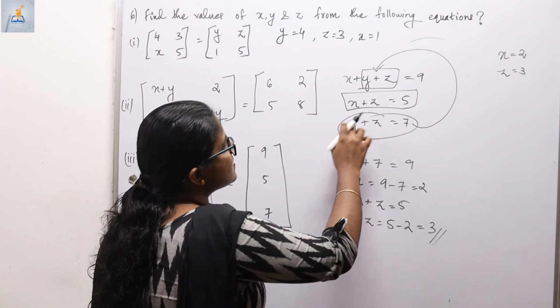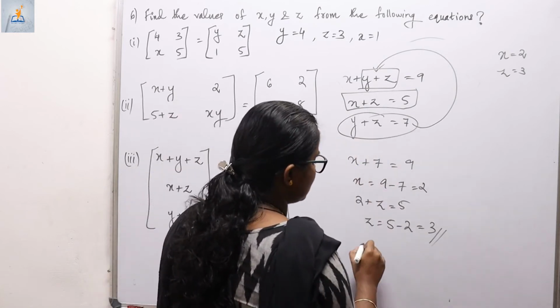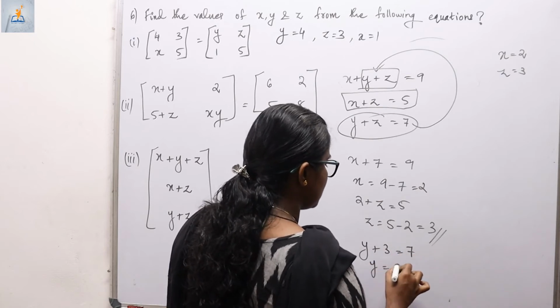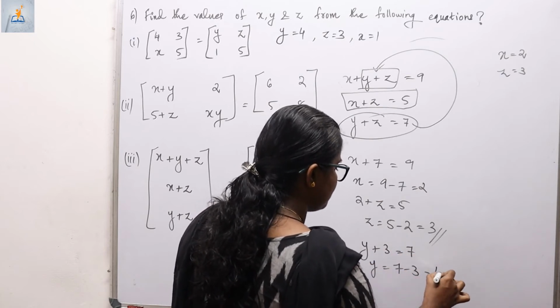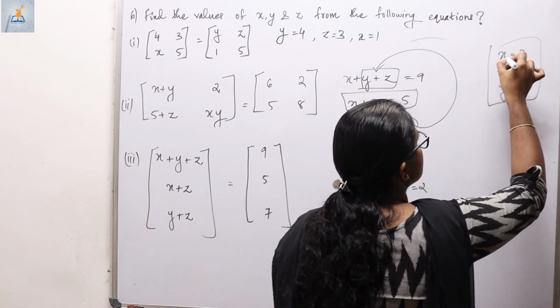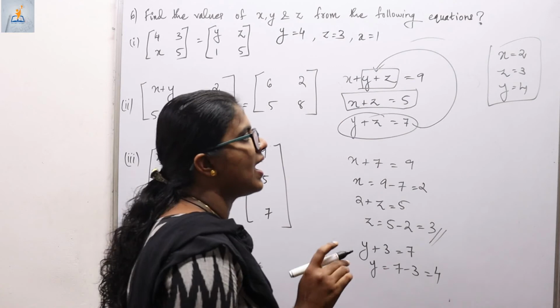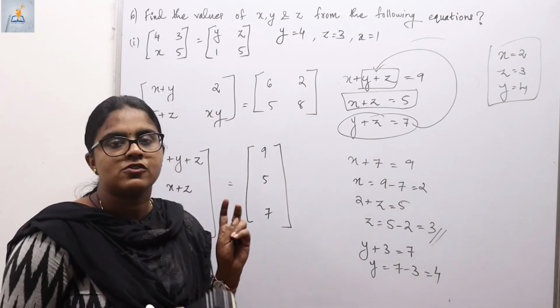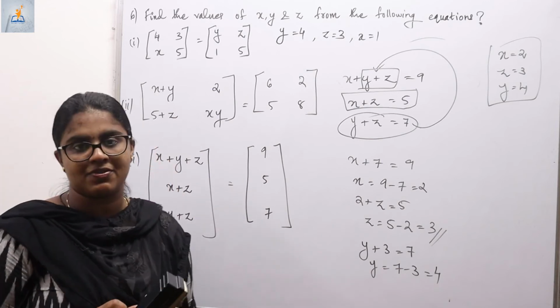So we can use this equation to find the value of y, that is y plus 3 is equal to 7, which means y is equal to 7 minus 3, that is 4. So we got the value of y as 4. So x is equal to 2, y is equal to 4 and z is equal to 3 is the solution for this third question. So that's the end of the sixth question from this exercise.